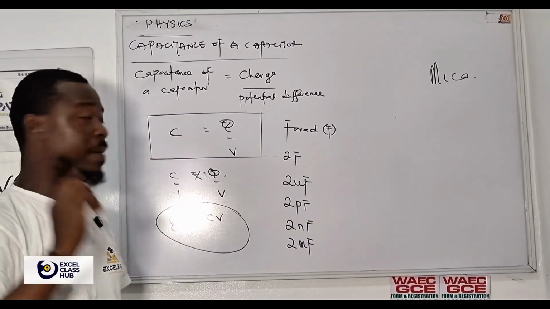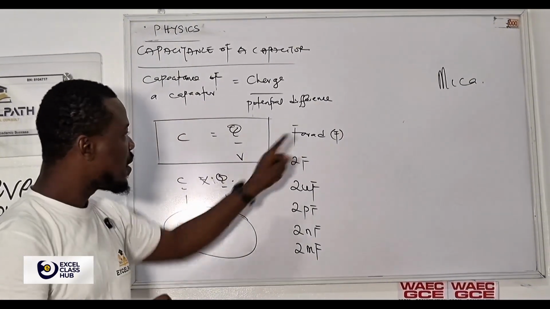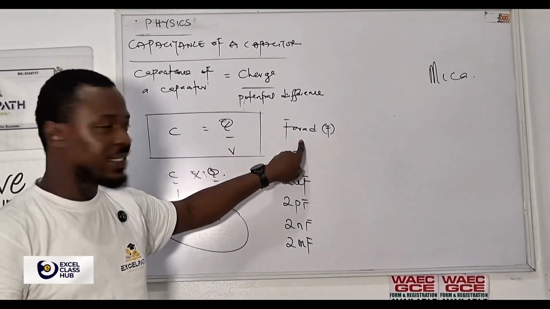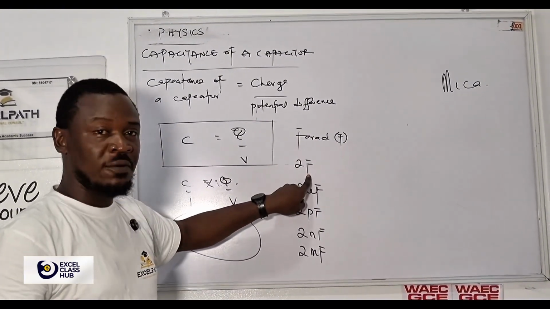But at the same time, remember, I said the capacitance of a capacitor is measured in farad, which is F, so this here means 2 farad.